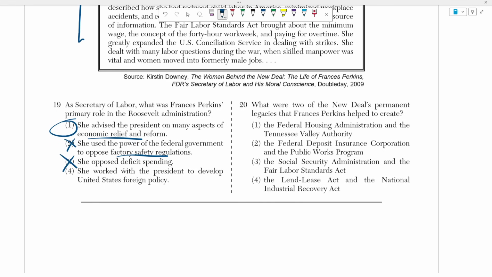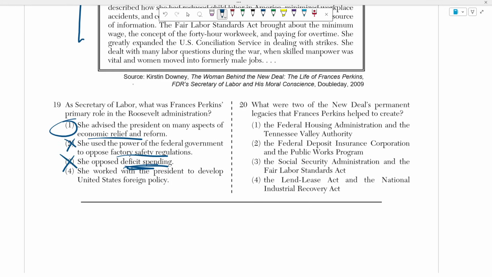She did not oppose deficit spending because all of FDR's position was deficit spending. The U.S. government also didn't have any money to pay these people, but they decided that it would be okay to borrow more money than the U.S. government could make if it meant being able to restore the economy, right? So deficit spending is when the U.S. government spends more money than it generates through taxes.